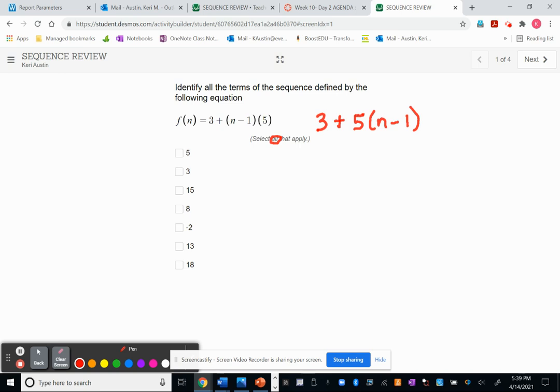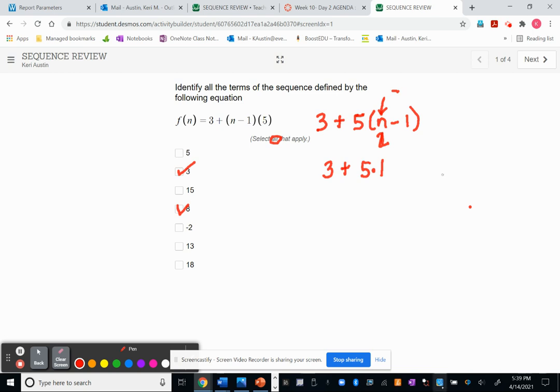So to find out which one of these below are terms of the sequence, we're just going to plug numbers in. If I plug the number 1 in there, 1 minus 1 is 0, 0 times 5 is 0, and 0 plus 3 is 3. Is 3 a term? Yes, it is. Okay, now let's plug a 2 in there. 2 minus 1 is 1. 5 times 1 is 5. 5 plus 3 is 8.